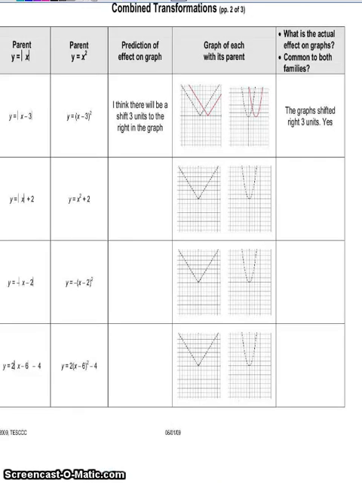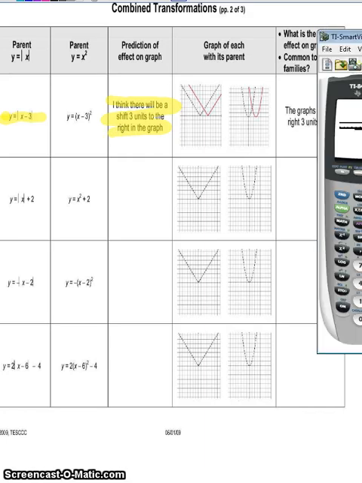So for y equals the absolute value of x minus 3, and for y equals (x minus 3) squared, I'm going to do a prediction. I want you to predict on each one what you think will happen. So I think that there will be a shift of 3 units to the right in the graph. Then I'm going to actually graph the parent function, whether I do it by hand by plugging in my x values to determine my y values, or if I use the calculator. And then I'm going to look at my calculator to see what the actual effects were. So let's go ahead and pull up the calculator to do this one, even though I'm okay with you doing it by hand, and I actually prefer you doing it by hand.